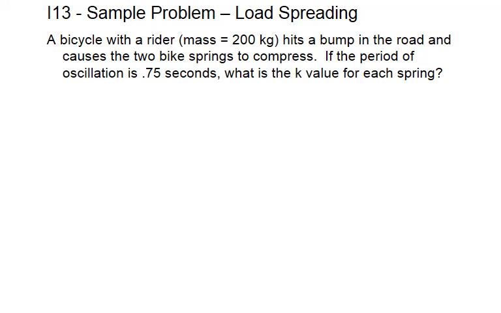All right, for this one, we have a bicycle with a rider that hit a bump and causes the 2 bike springs to compress. If the period of each oscillation is 0.75 seconds, we want to find the K value for each spring. So go ahead and pause the clip, give this one a try, and when you're ready to check, you can hit play to continue.